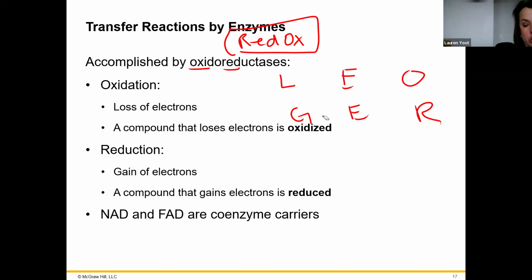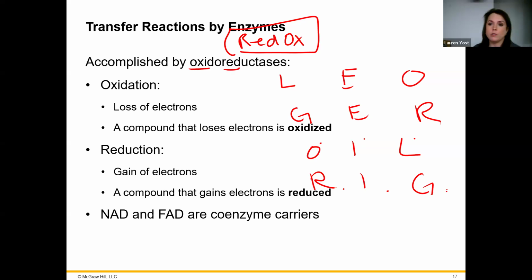There's another option that you have here: Oil Rig. Oxidation is loss. Reduction is gain. That's so you know what oxidation and reduction are. You better believe I'm going to ask you on the test which molecule was reduced and which molecule was oxidized. Be prepared, okay? Because if you can't understand oxidation and reduction, I promise you can't understand aerobic respiration. So be ready for it.